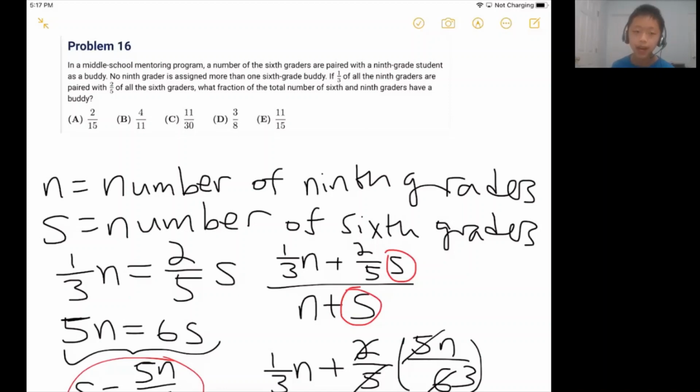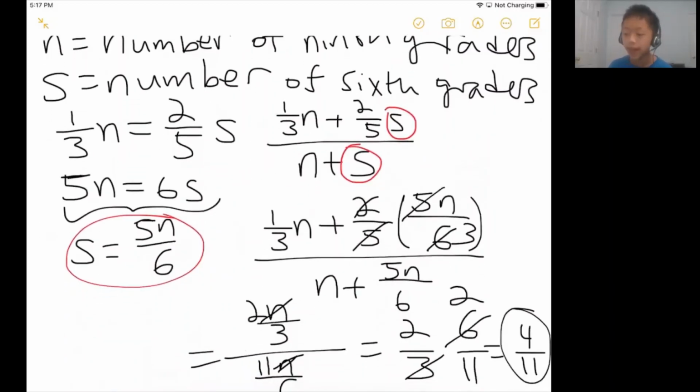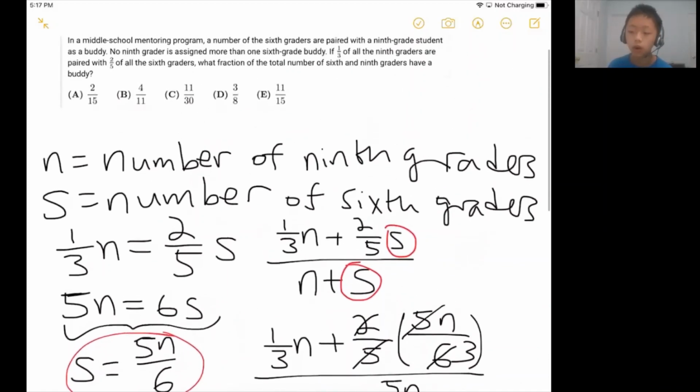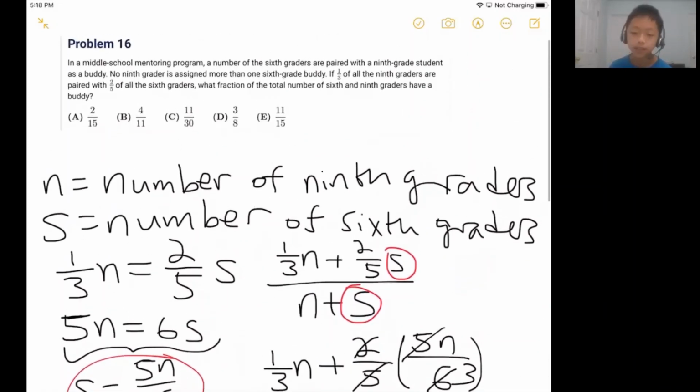So a lot of the times, if they don't give you enough information, then usually things will work out nicely. Like in this case, the n's canceled out. So it didn't actually matter how many ninth grade students there were or how many sixth grade students there were. The ratio that we wanted in this question always remained constant and fixed.